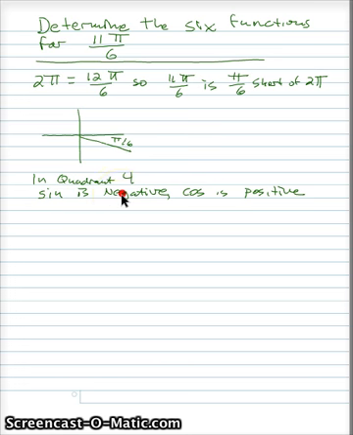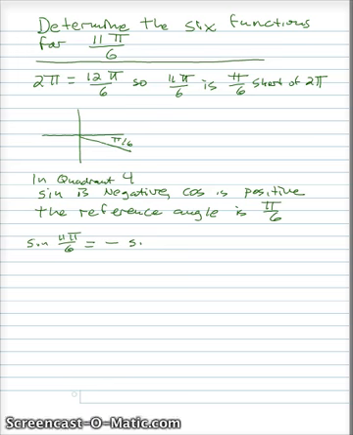So if sine is negative, the sine of 11 pi over 6 will be negative the sine of pi over 6. The reference angle indeed is pi over 6. So we always need our reference angle when we're doing this sort of argument. Again, we're in quadrant 4, sine is negative. So sine of 11 pi over 6 is going to be negative sine of the reference angle, negative sine of pi over 6. We know sine of pi over 6 is a half, so negative a half.